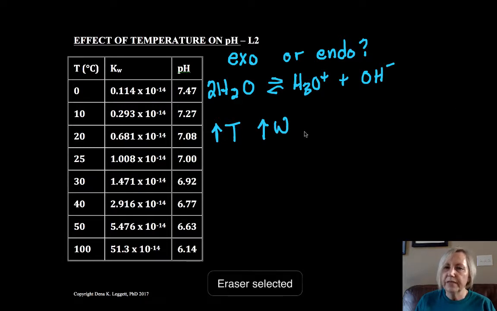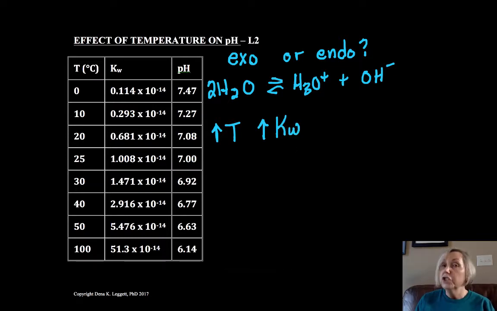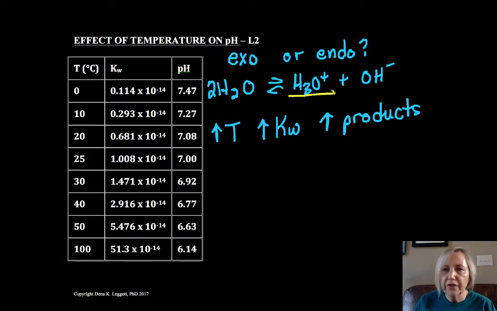Now, it's very common for students to think molarity changes Kw. Molarity does not change Kw. Changes in molarity will shift the position of an equilibrium, but the value of Kw would remain constant. In this case, the temperature changes, so Kw changes. If Kw has increased, that means we had increased products. So an increase in temperature caused the reaction to shift to make more products.